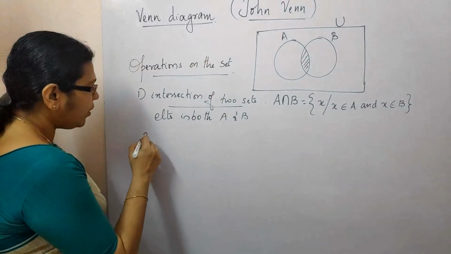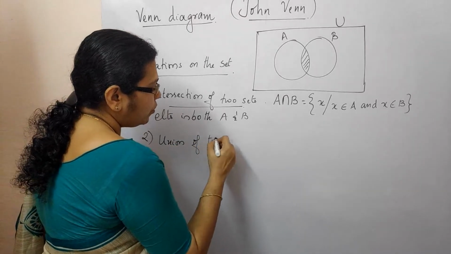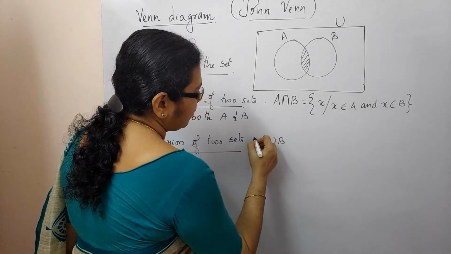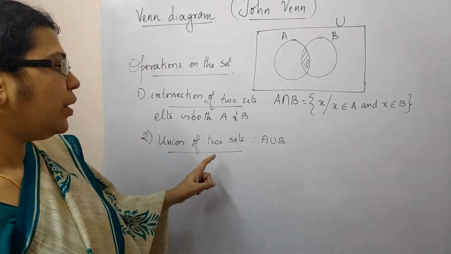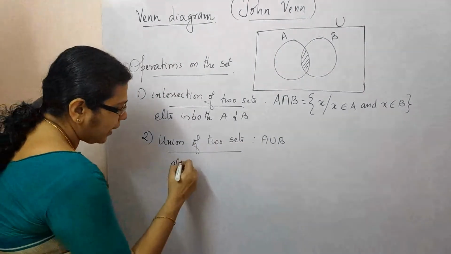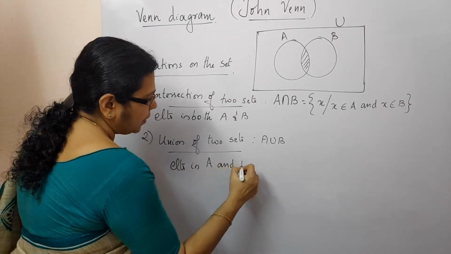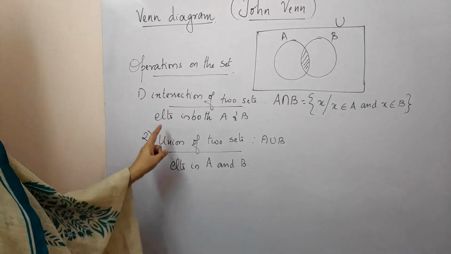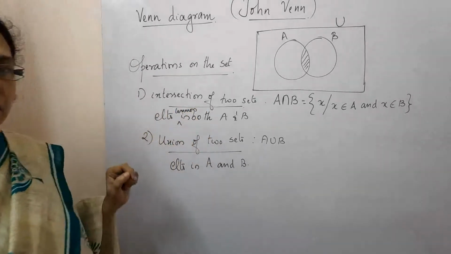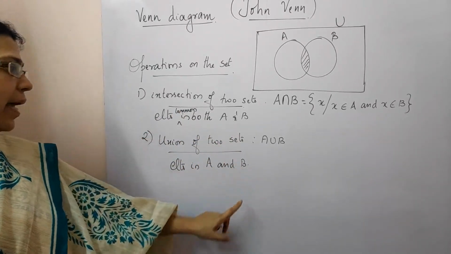The second one is the union of two sets. Notated by A union B. Now, A union B, or the union of two sets, means the elements in A and B. Here it is elements common in both A and B. I forgot, I missed out on common. Intersection is the elements common to both A and B. Here for the union it is elements in A and B.